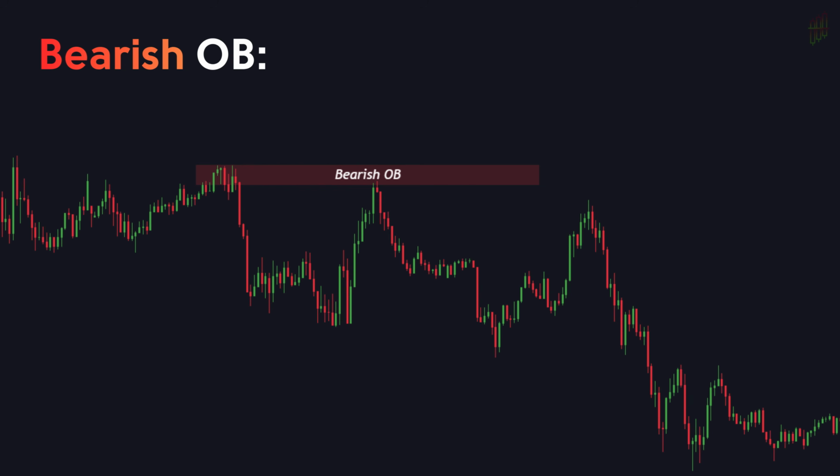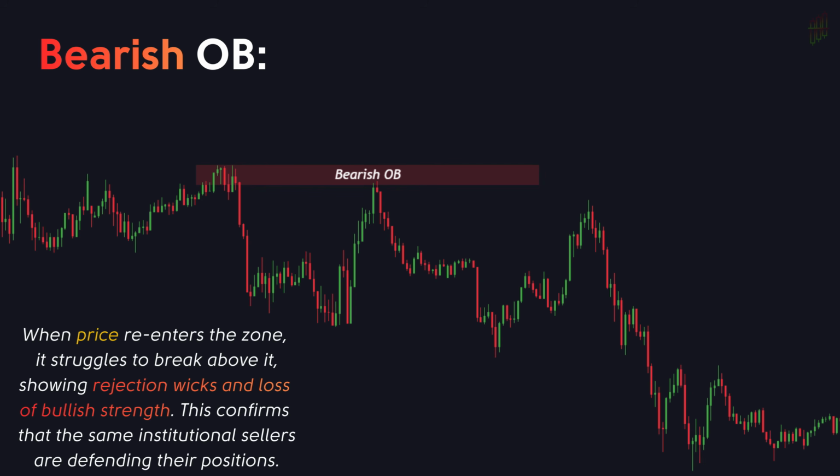After the impulsive drop, price slowly retraces back upward, returning for the first mitigation of the bearish OB, the most reliable tap. When price re-enters the zone, it struggles to break above it, showing rejection wicks and loss of bullish strength. This confirms that the same institutional sellers are defending their positions.